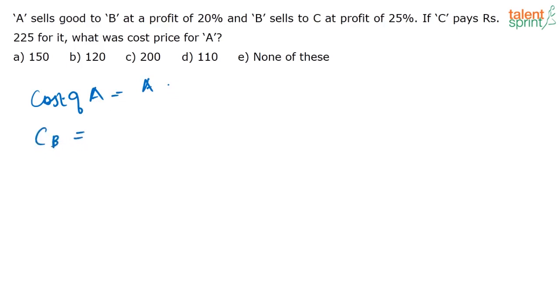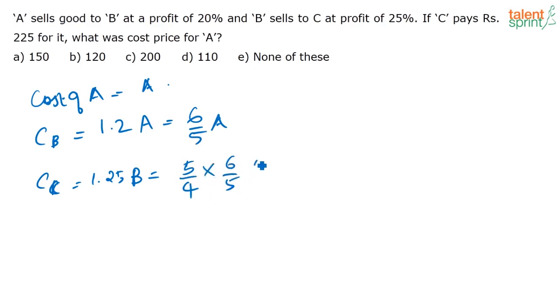The cost price of B is 20% more than what A has bought it for, because A is selling it at a profit of 20%. So I'm just writing the cost price of B as 1.2 A, correct? 1.2, that is 1.20 of A, is nothing but 6 by 5 of A. I always find it easy to solve with fractions. Now what is going to be the cost price of C? C is buying it from B at a profit of 25%, that is 1.25 of what B has bought it for, correct? 1.25 is nothing but 5 by 4. And B is 6 by 5 of A, correct? So the cost price of C is equal to 6 by 4 of A.